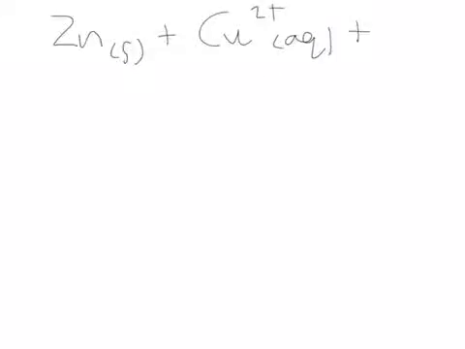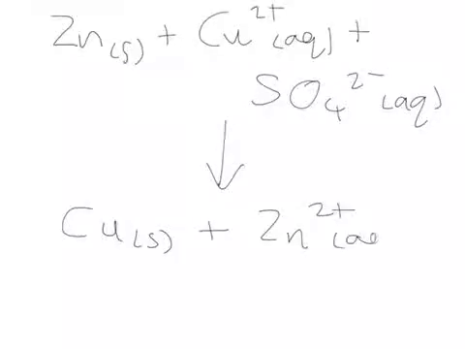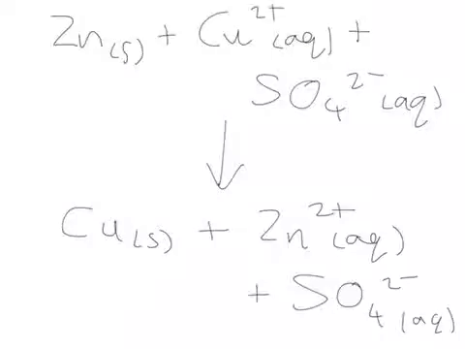We can change the equation into an ionic equation. So you've got zinc in the form of a solid plus Cu2+ ions, aqueous, plus the sulfate ions, SO4 2-, also aqueous. Those are your reactants. These will go to copper, which is now a solid, zinc, which is now an aqueous ion, and the sulfate ions that are still milling about in the solution.